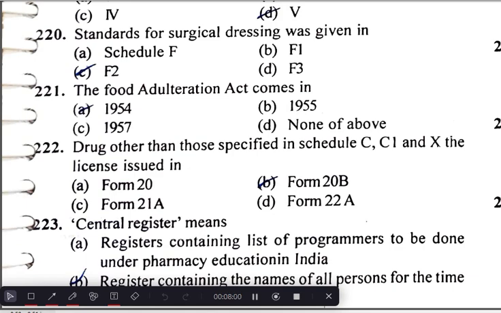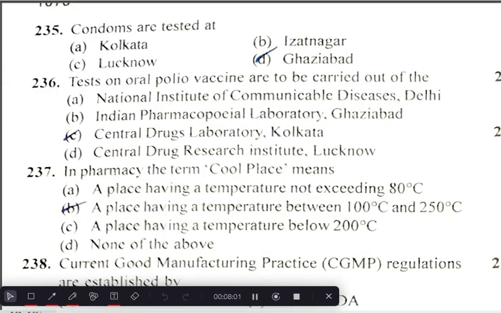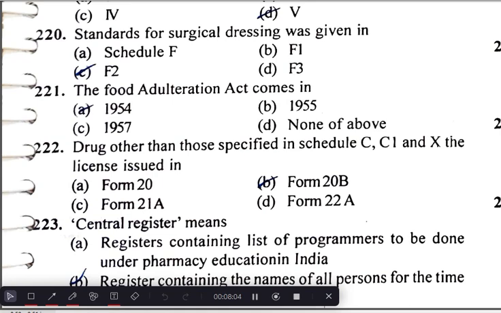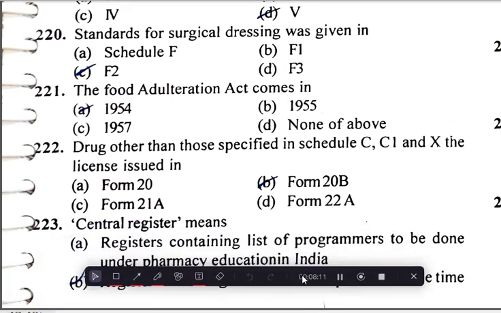Central register means a register containing the names of all the persons for the time of registration.